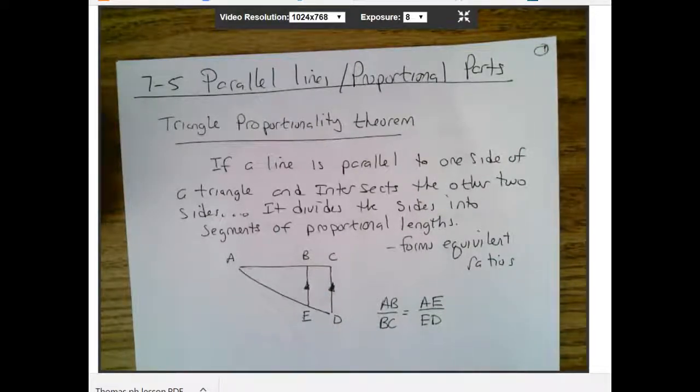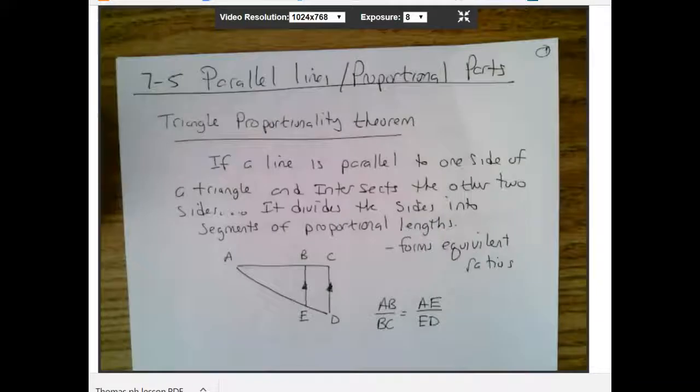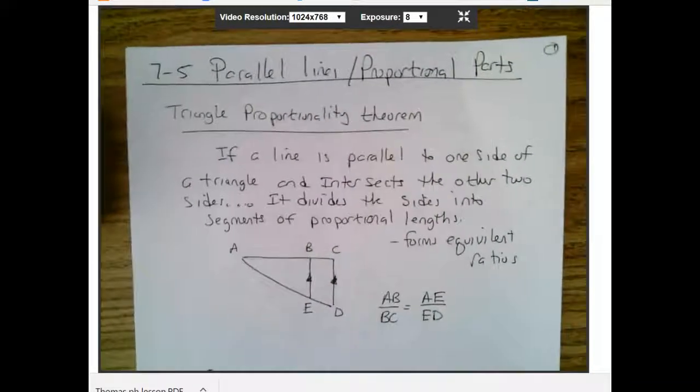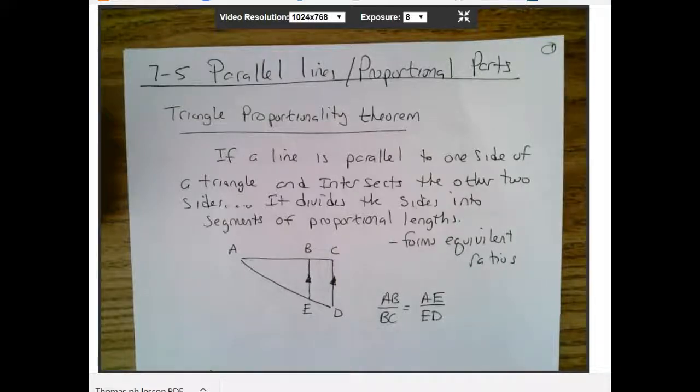The first thing we want to look at is the triangle proportionality theorem, and this is our main idea for this chapter, and then we build off of it for the other ideas. So this theorem says if a line is parallel to one side of a triangle and intersects the other two sides, it divides the sides into segments of proportional lengths. And you can see here it forms equivalent ratios.